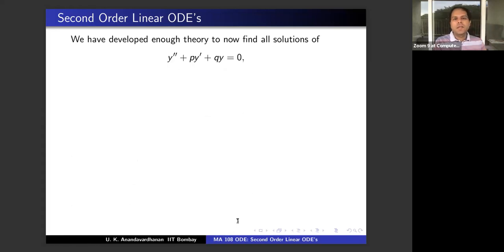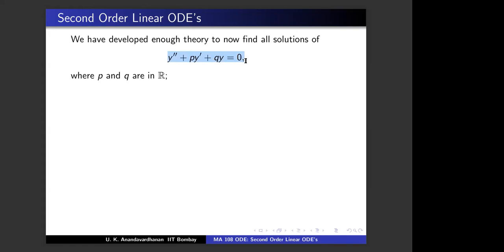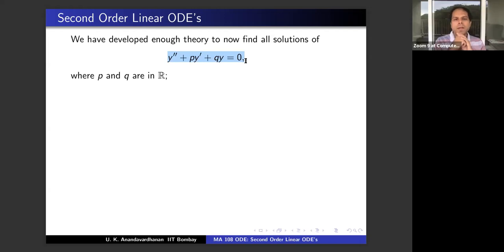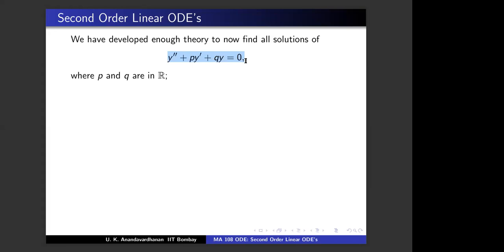Okay, so we have developed enough theory now to find all solutions of constant coefficients. Maybe you can tell me, what will you do here? Again, this came in the tutorial problem. What is your substitution for constant coefficients? E power lambda x. E power lambda x, and when you substitute, you will get a quadratic in what? Lambda. So see, it's nothing new I am teaching today.